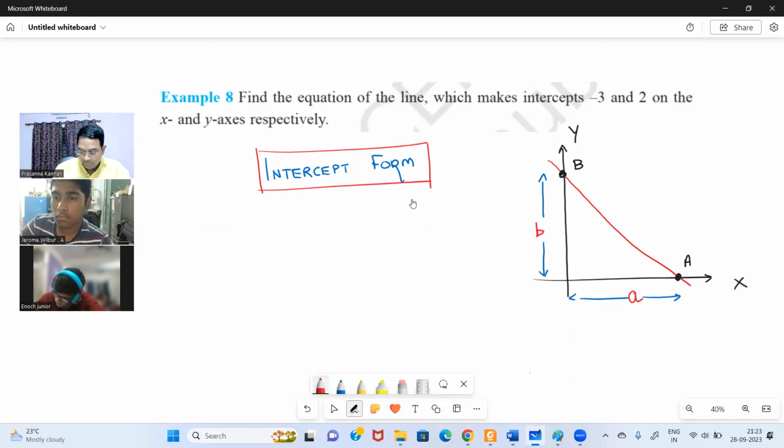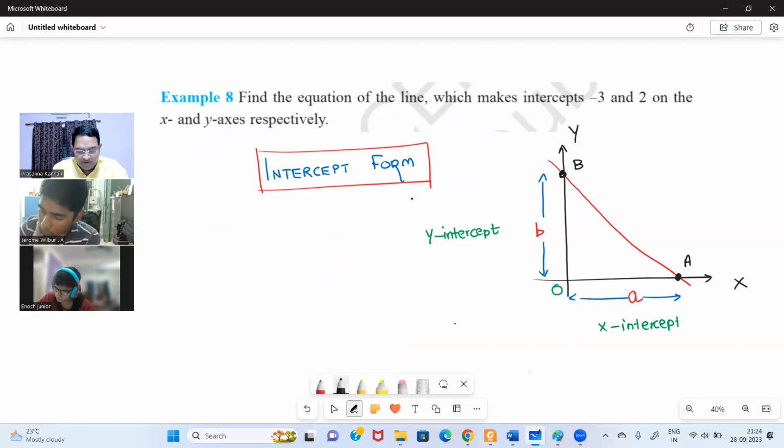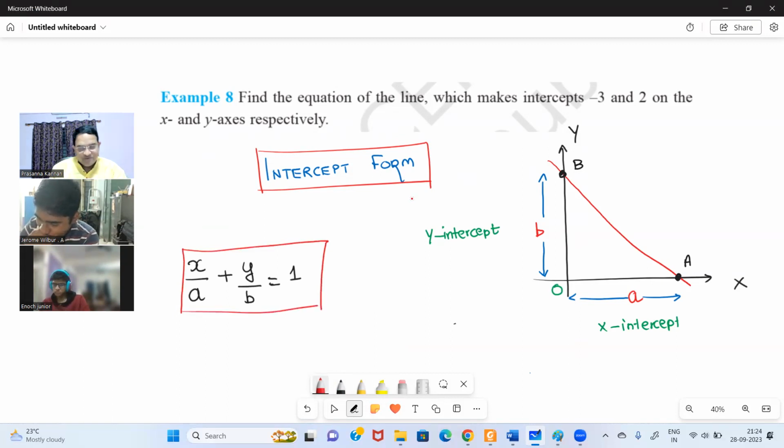We know that this distance will be called the x-intercept. The distance OA is going to be called the x-intercept. And the distance OB is going to be called what? Y-intercept. Yes. The equation of the straight line, if you know the x-intercept and y-intercept, is x divided by A plus y divided by B is equal to 1. So the equation of a straight line in intercept form is given by x by A plus y by B is equal to 1.